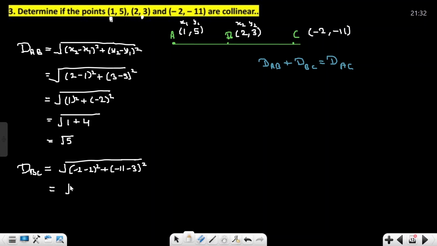-2 minus 1, what we get? -3 whole square plus -11 minus 3, minus 14. If both terms are negative, then we add the terms and the sign is negative. -3 square is 9 and 14 square is 196. Root, what we get? 196 plus 9, -2 here, sorry. So we get 4.